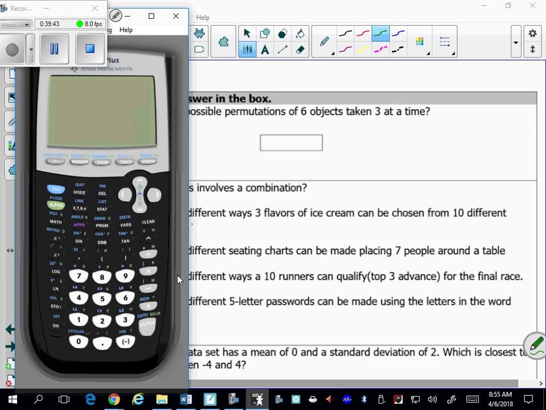C for combination, P for permutation. Hit enter, and we're taking 3 at a time. Always big number first, then little number. So that's 120. Hopefully that one's a gimme on the test.